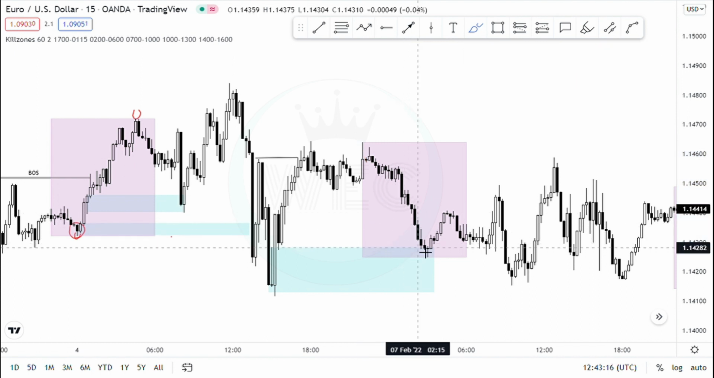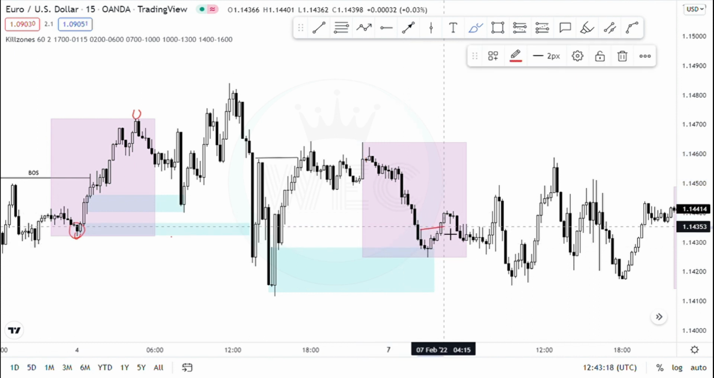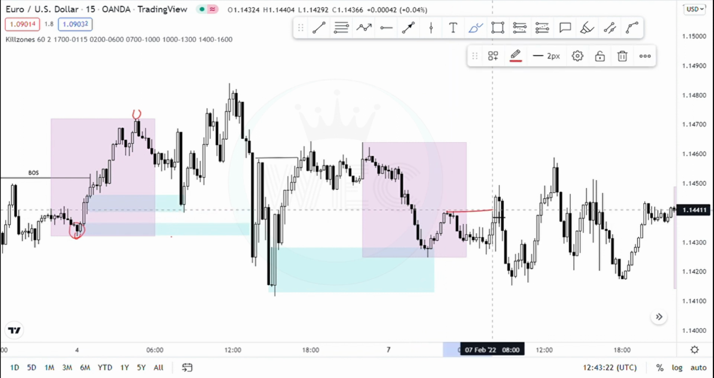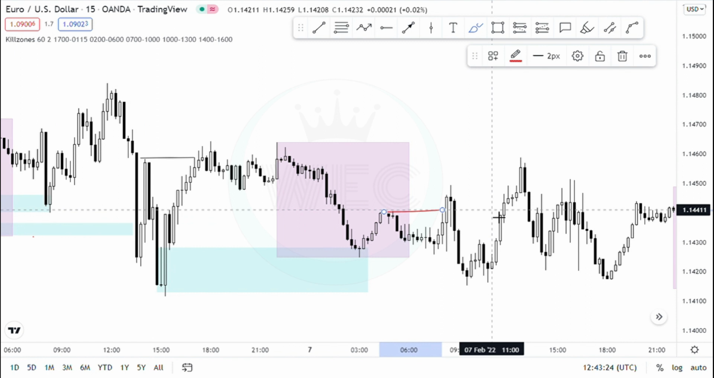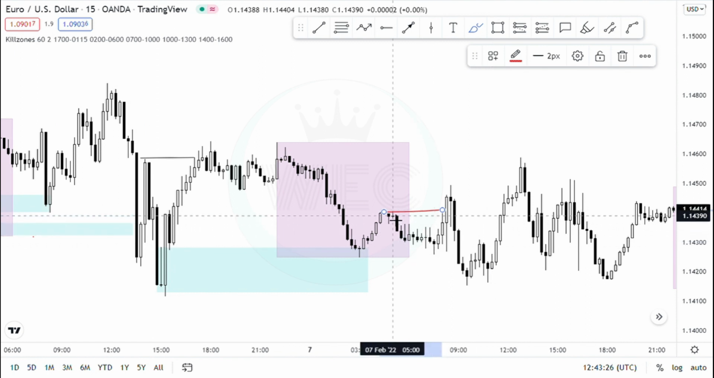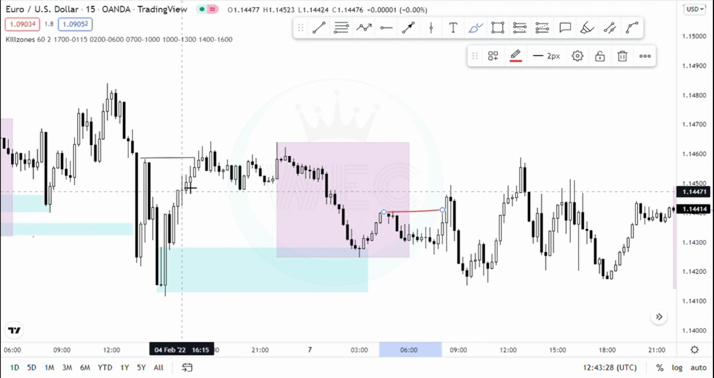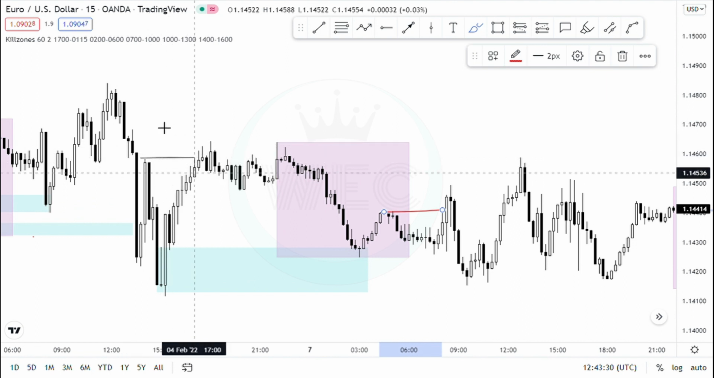Probably this first confirmation wouldn't be clear enough, but this second follow through break of structure was clear enough. Okay, so after this break of structure to the upside, we have had a major break of structure over here, an internal break of structure over here.